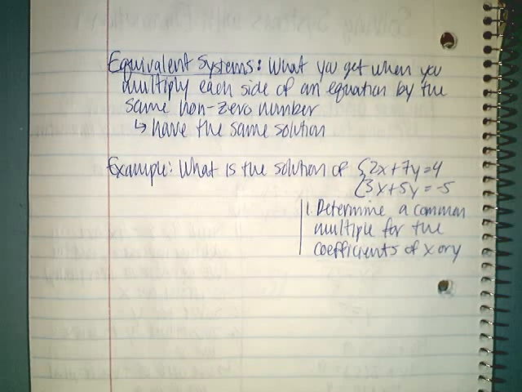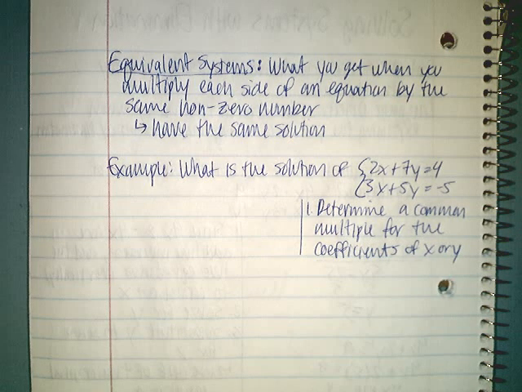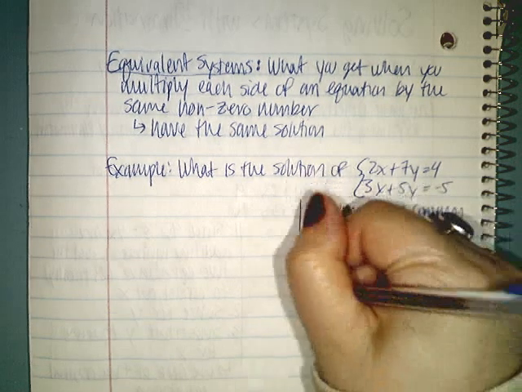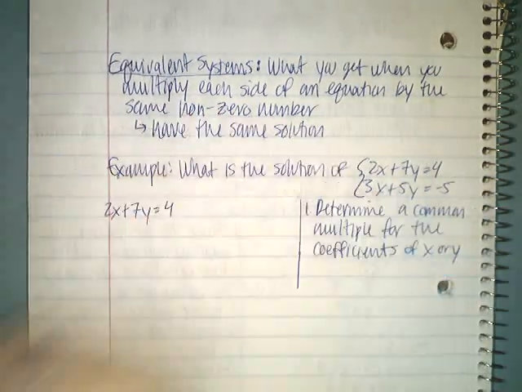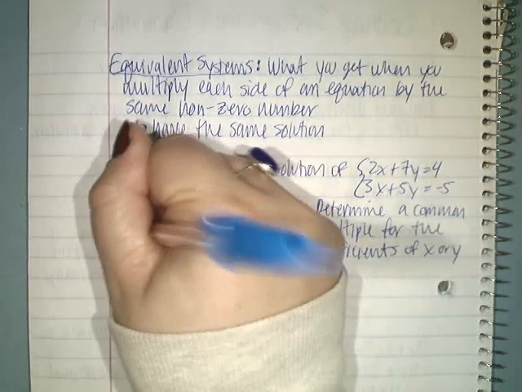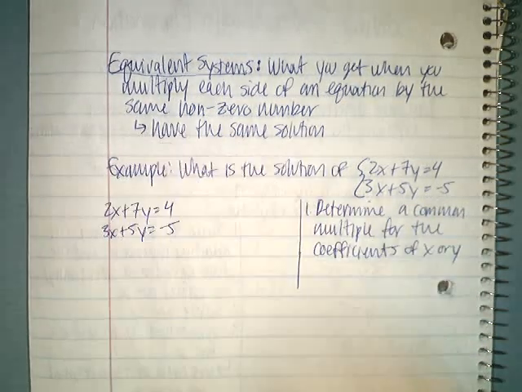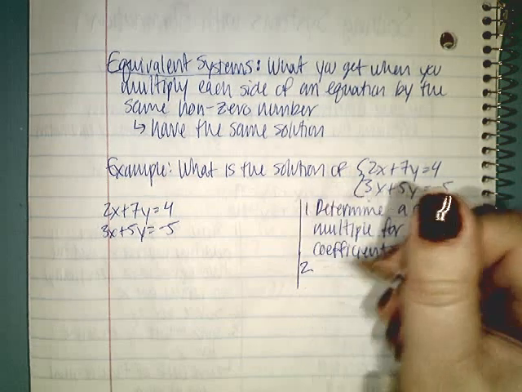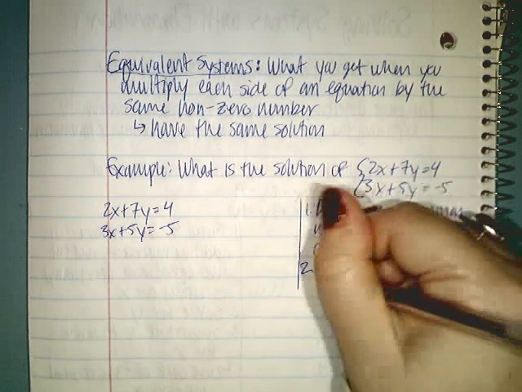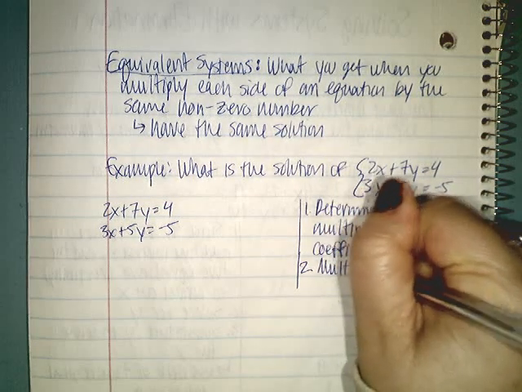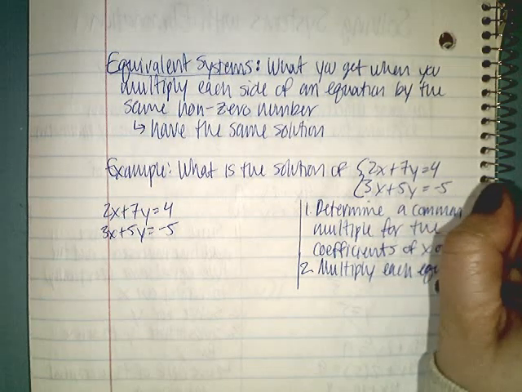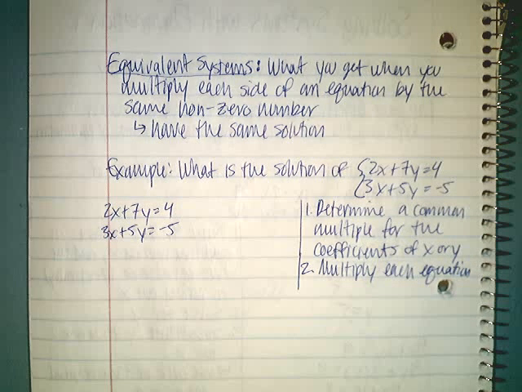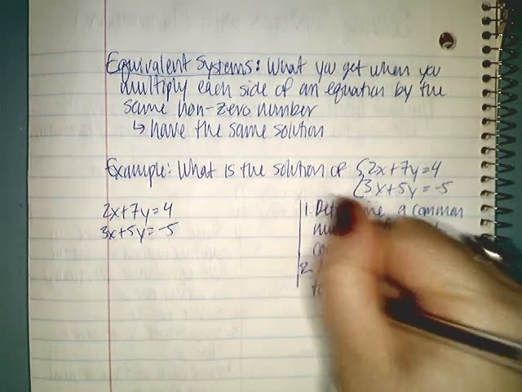So I'm going to take these two equations and write them slightly off to the side over here. 2x plus 7y equals 4. 3x plus 5y equals -5. What I'm going to do now is multiply each equation to get coefficients that are additive inverses.